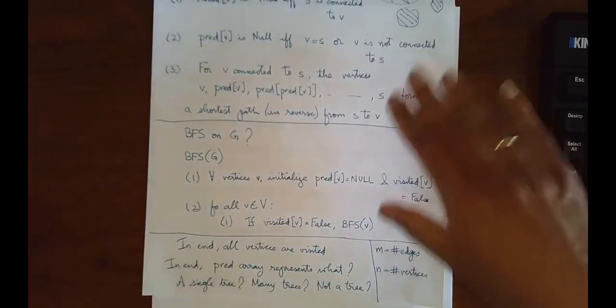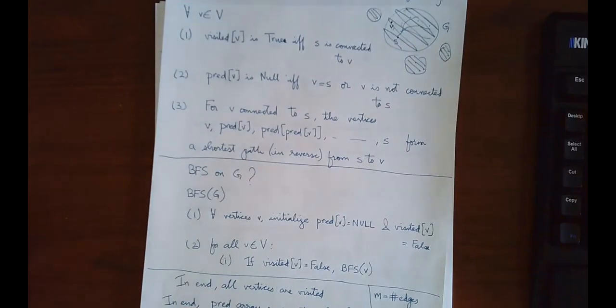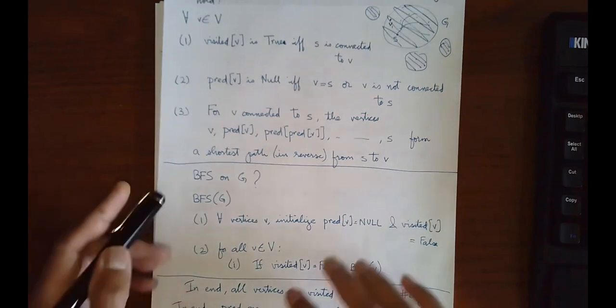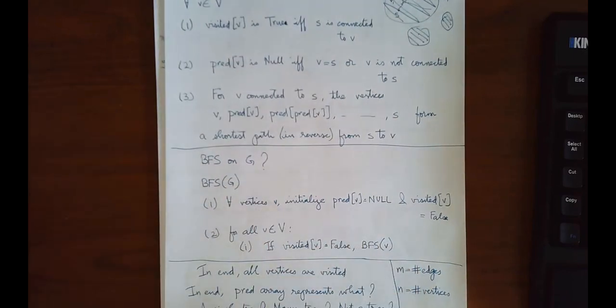Remember, this is just giving you one tree, which gives you shortest path information to the source. So if you cared about all shortest path information, then you would have to do something like what you're saying. You have to do m times n. But BFS on G is only giving you a collection of trees. Is this point clear? Questions?